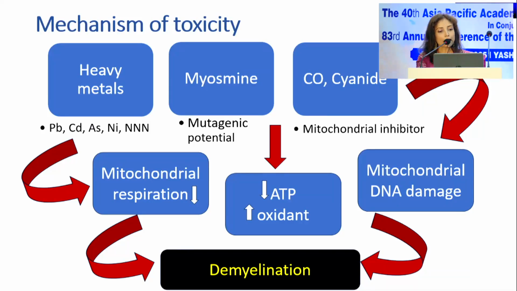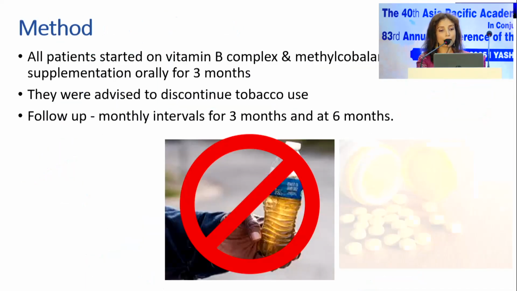So what is the mechanism of toxicity? Volatile analysis of tuibur has shown the presence of heavy metals, myosmine, carbon monoxide, and cyanide. All these cause mitochondrial DNA damage, resulting in reduced mitochondrial respiration, reduced ATP, increased oxidant stress, which finally causes demyelination.